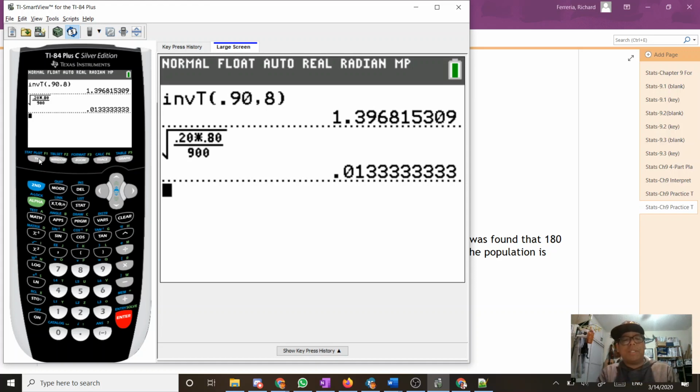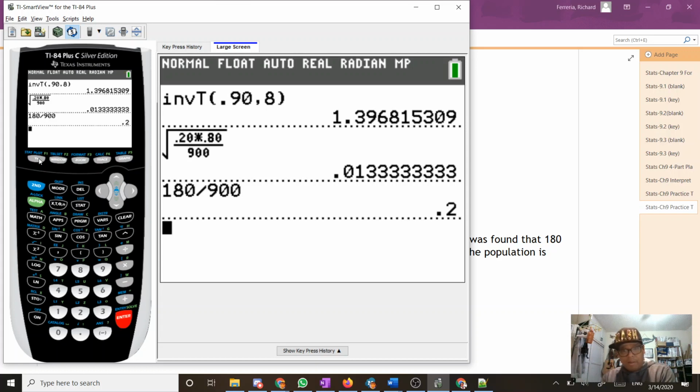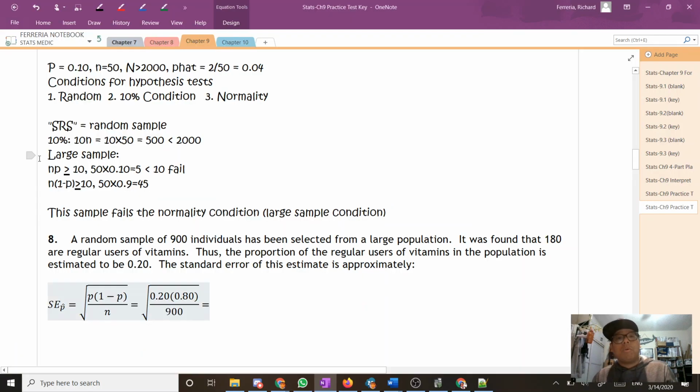Just for curiosity's sake, this isn't part of the test or anything. They told me that 180 out of 900 is 0.2, and my mental math was not sufficient for that at this time, but it is 0.2. Okay, good. So 0.0133. That's my standard error.